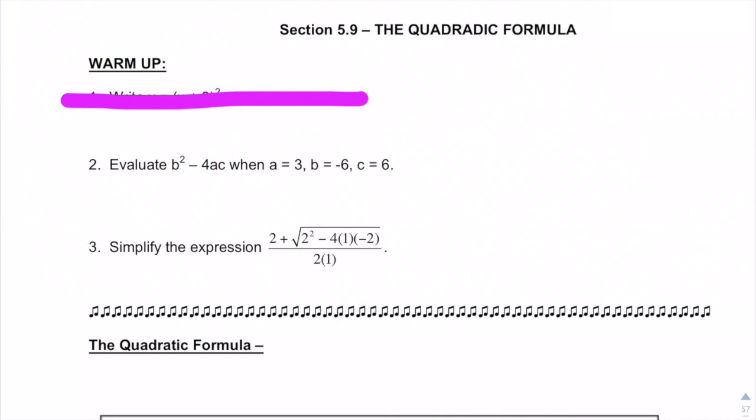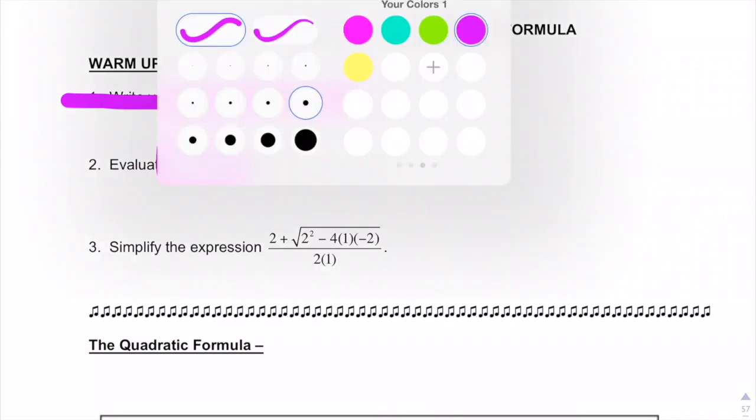It says to evaluate, and we have this expression b squared minus 4ac. And then evaluate when a equals 3, b is negative 6, and c is positive 6. Evaluate means to plug in numbers. So we're going to take these 3 letters and plug them into this expression.